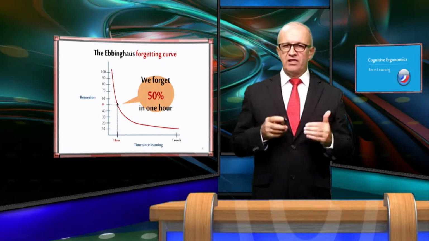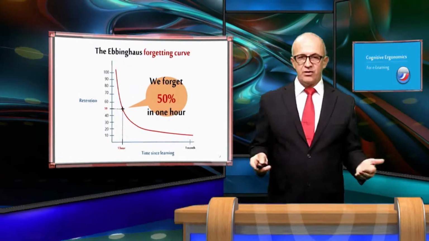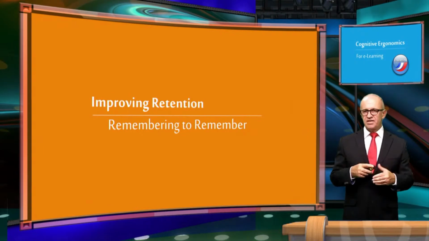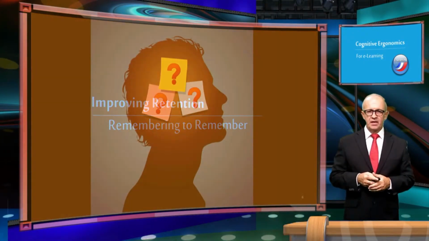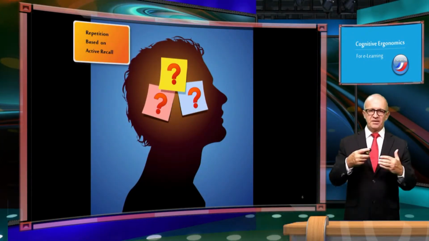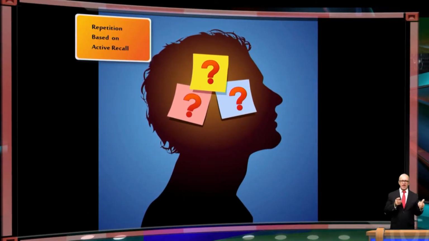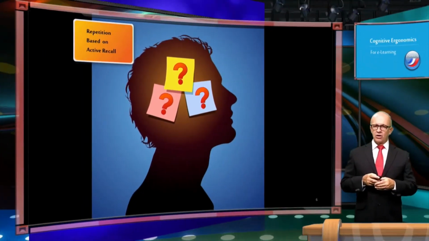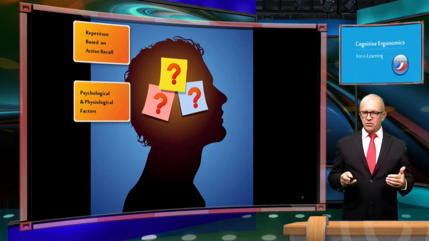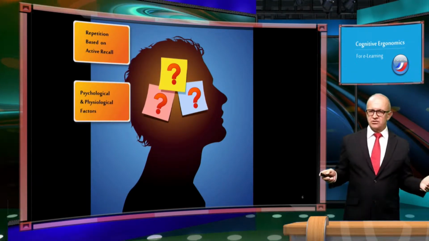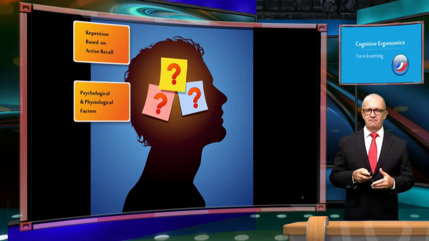The primary method to improve retention is to practice. This can be done in various ways. The first way is repetition based on active recall, which can be set up through exercise simulations and taking notes, for example. You can also work on psychological and physiological factors like sleep and stress.